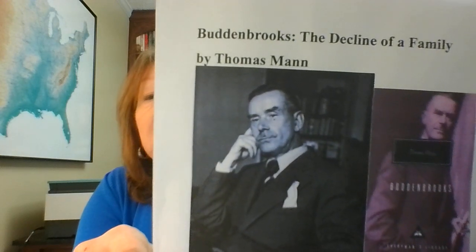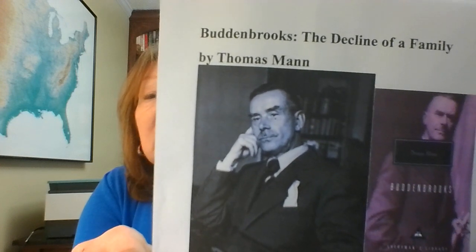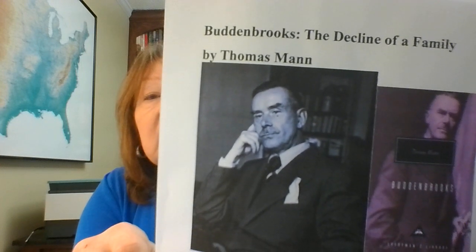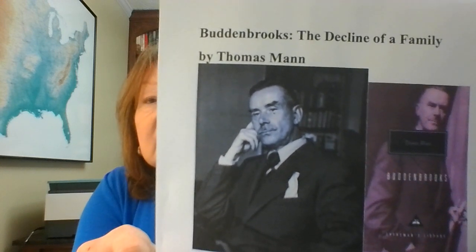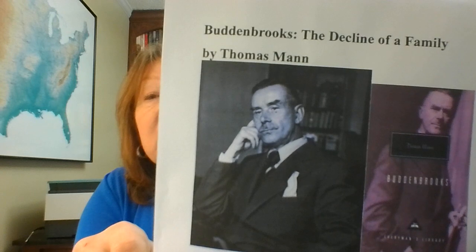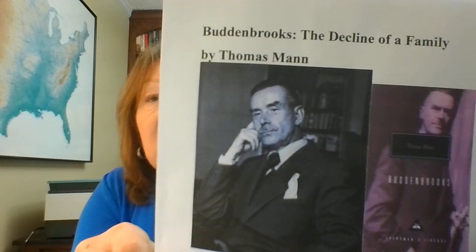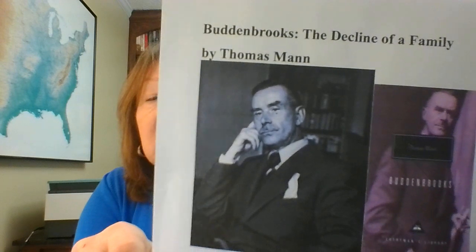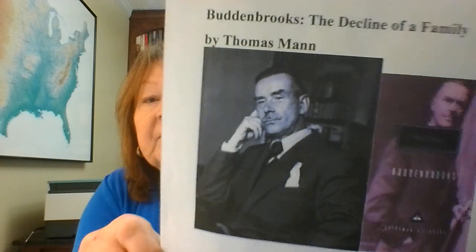He drew deeply on his own family history. His family was a mercantile or merchant class, upper middle class part of German society. And for this novel, he was awarded the Nobel Prize in 1929. Now, the story talks about, and here you can see the parallel to Rostow's model.